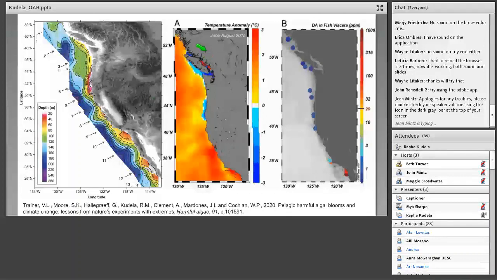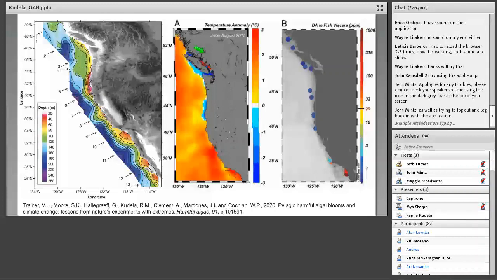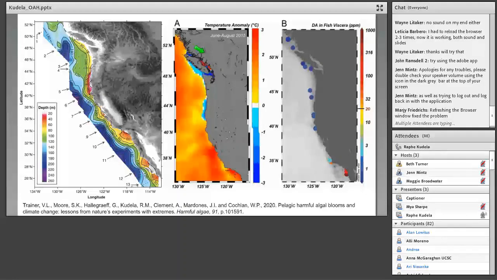And so here is June to August 2015, looking at temperature. And we see that this is the anomaly showing that the entire West Coast experienced a marine heat wave as well as an El Nino. And so these changes in OA are being driven in part by changes in that deep water circulation, but they're also interacting with these changes in temperature.